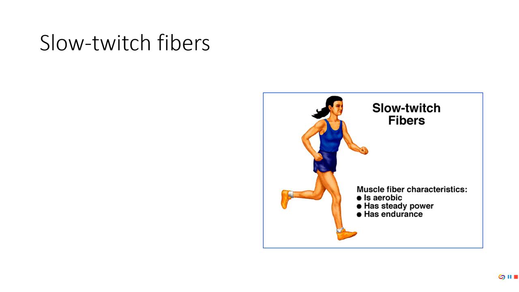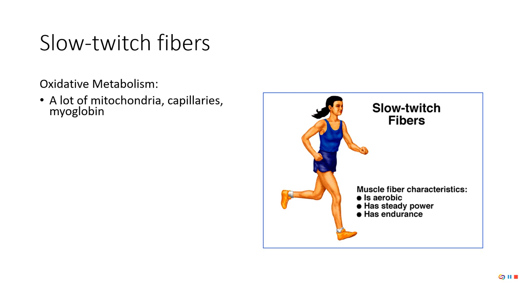Okay, slow twitch fibers, when you think of slow twitch, think of aerobic performance, slow and steady, runners, people like me. Okay, so when it comes to these fibers, we're going to talk about their characteristics in a couple of ways. So we've got oxidative metabolism, or in other words, are they able to use oxygen? Slow twitch fibers are because they have a lot of mitochondria, a lot of capillaries, a lot of myoglobin.